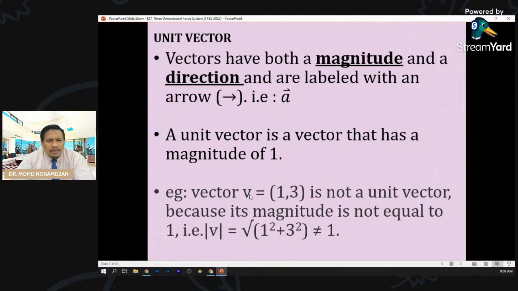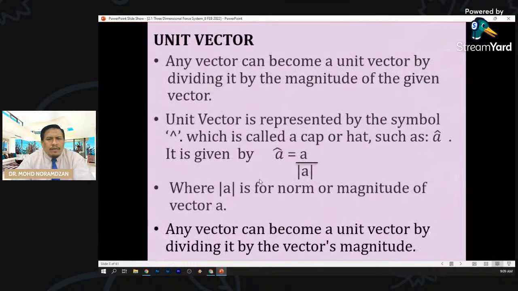Example, vector V with coordinates 1, 3. It is not a unit vector because its magnitude is not equal to 1. The magnitude is the square root of 1 squared plus 3 squared. 1 squared is 1, plus 3 squared is 9, so the square root of 10, which is not equal to 1. Okay, unit vector. Any vector can become a unit vector by dividing it by the magnitude of the given vector.